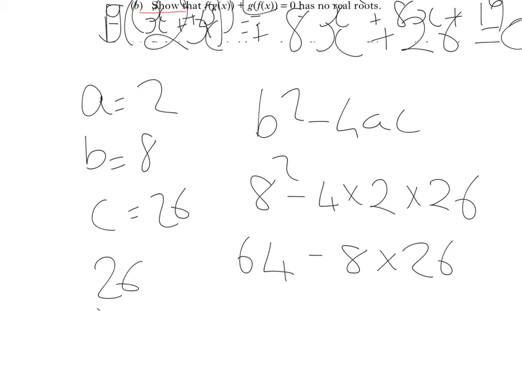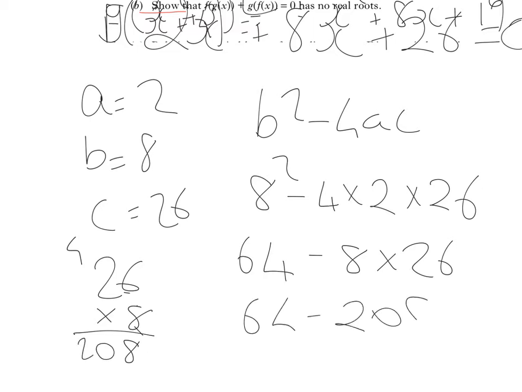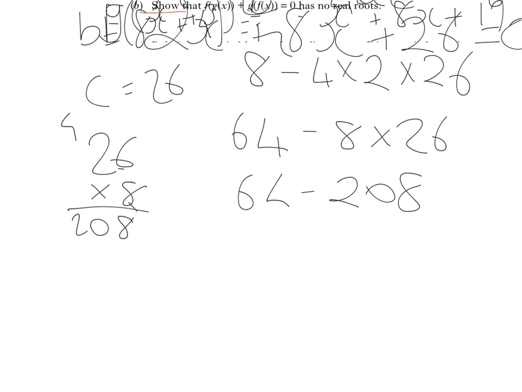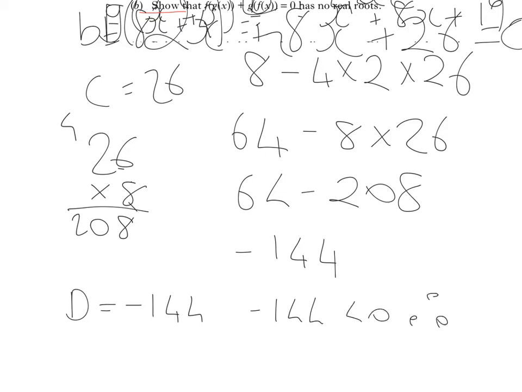So I'll just come across here and do 26 times 8. 6 8s are 48, 8 down carry 4, 8 2s are 16, plus 4 is 208. So I'll get 64, take away 208. And that'll give me minus 144. So the discriminant is less than 0, so I would say that d equals minus 144. Minus 144 less than 0. Therefore, roots are non-real.